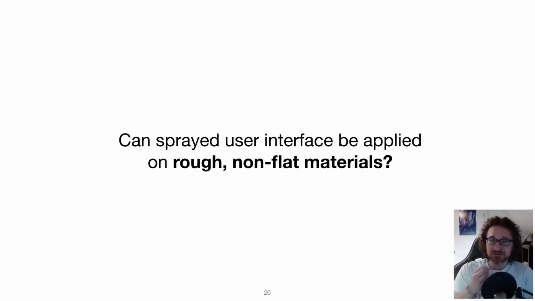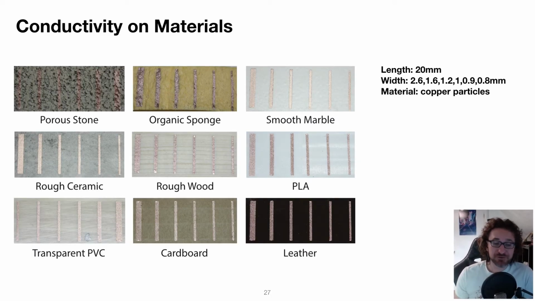All right. So for the method that we present here, we wanted it to be as applicable as possible, also in an architectural scenario or an interior design scenario. So we were interested in whether it actually works with all materials used in such scenarios. Does it also work, for example, on porous stone, on smooth marble, on transparent PVC, or, if you have a leather sofa, does it also work on leather?